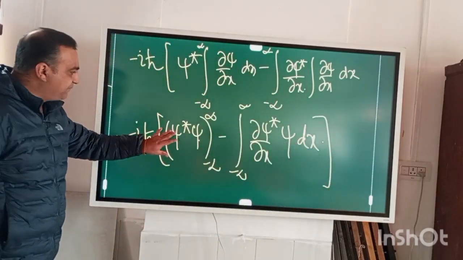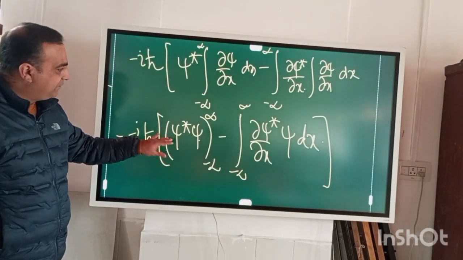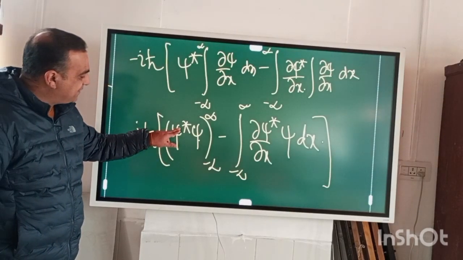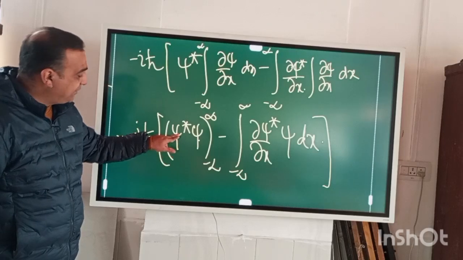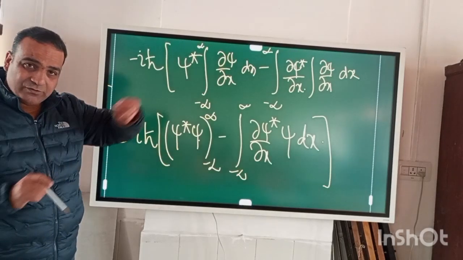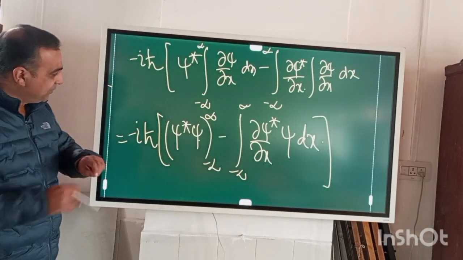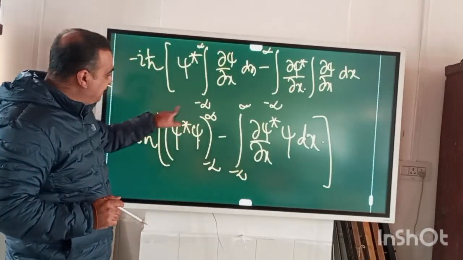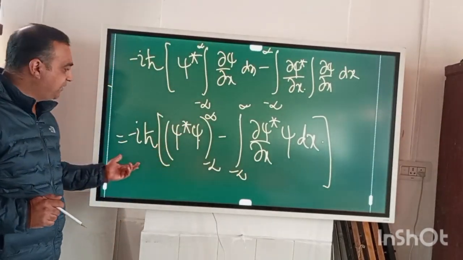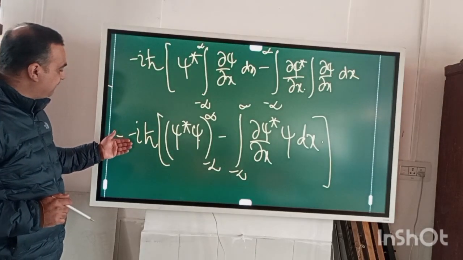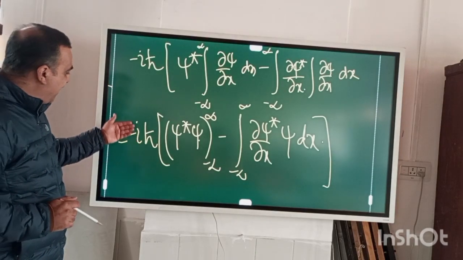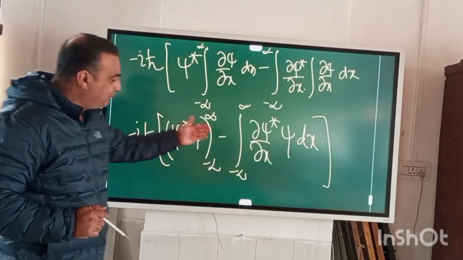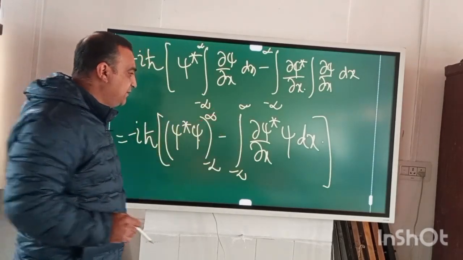Now look at the first term on the board. I have psi star and psi, and as I told you before, as x tends to plus or minus infinity, the value of psi and psi star has to be equal to 0. So this term will automatically be equal to 0. What we'll be left with is minus i h bar, and I will multiply this with this minus, so it will become plus i h bar times this term.